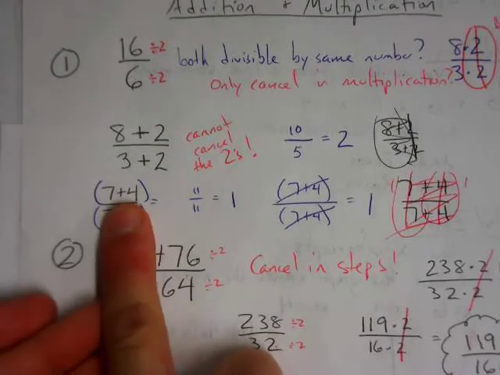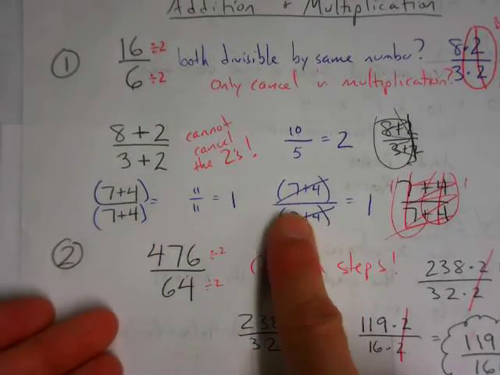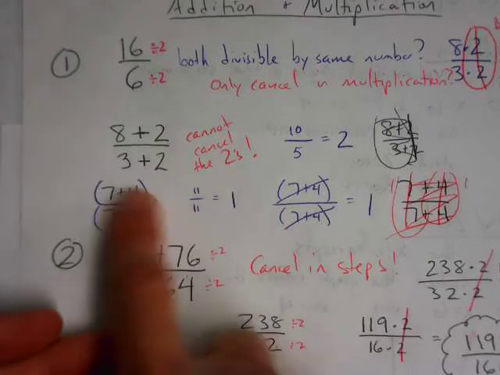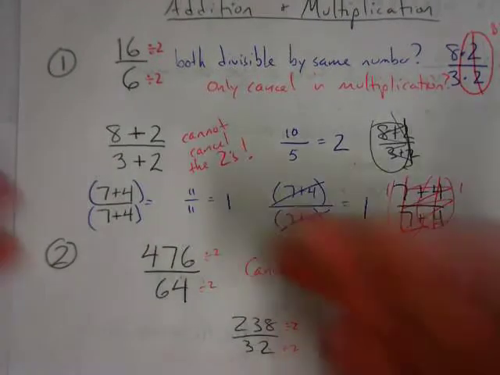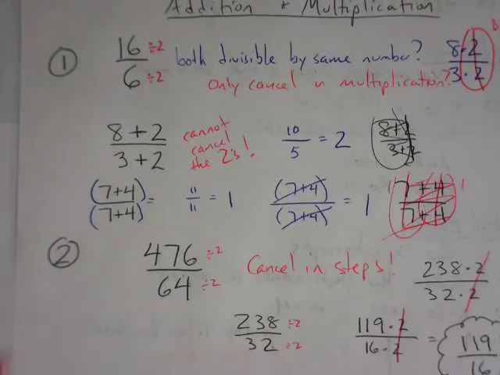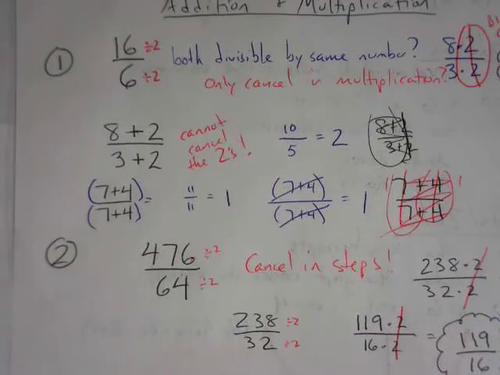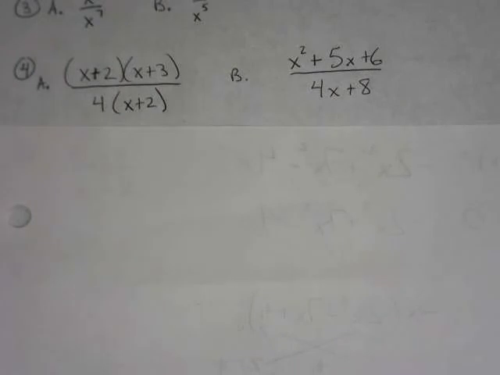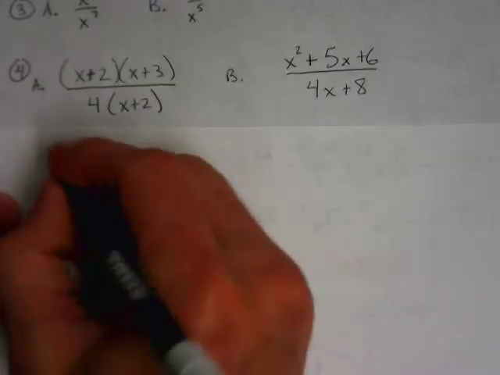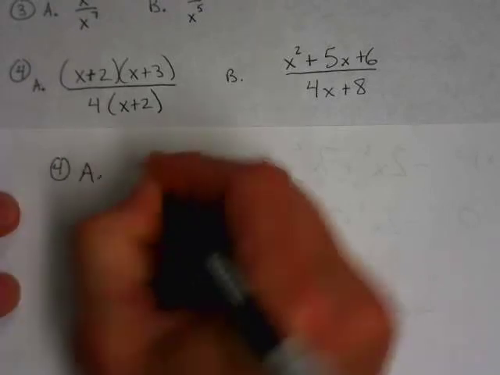If we group our 7 plus 4s, we can cancel the whole thing, because if we're adding a group, and the same group is being added in a denominator, we're actually looking at multiplication. We're looking at an entire group, and we can cancel the whole thing out. So if we look at example A, hopefully you see a similar thing can be applied here.